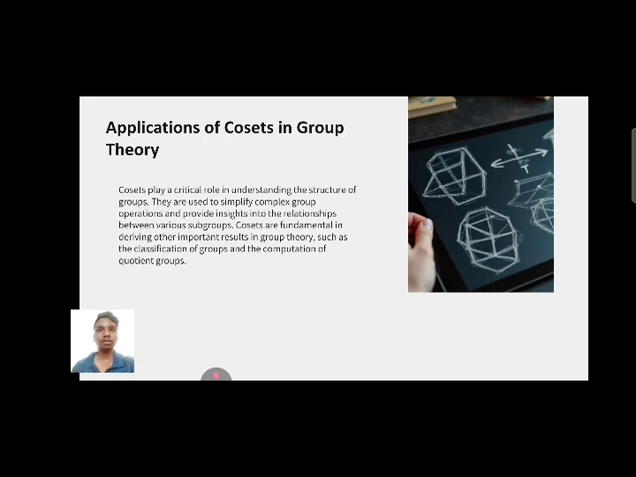Applications of cosets in group theory. Cosets play a critical role in understanding the structure of groups. They are used to simplify complex group operations and provide insights into the relationships between various subgroups. Cosets are fundamental in deriving other important results in group theory, such as the classification of groups and the computation of quotient groups.